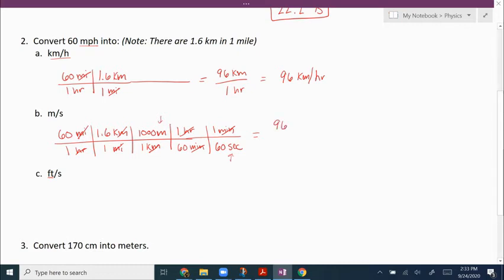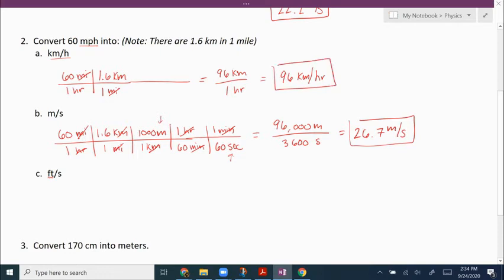60 times 1.6 times 1,000 is 96,000 meters over 3,600 seconds, which is 60 times 60. So 96,000 divided by 3,600 equals 26.7 meters per second. Okay.